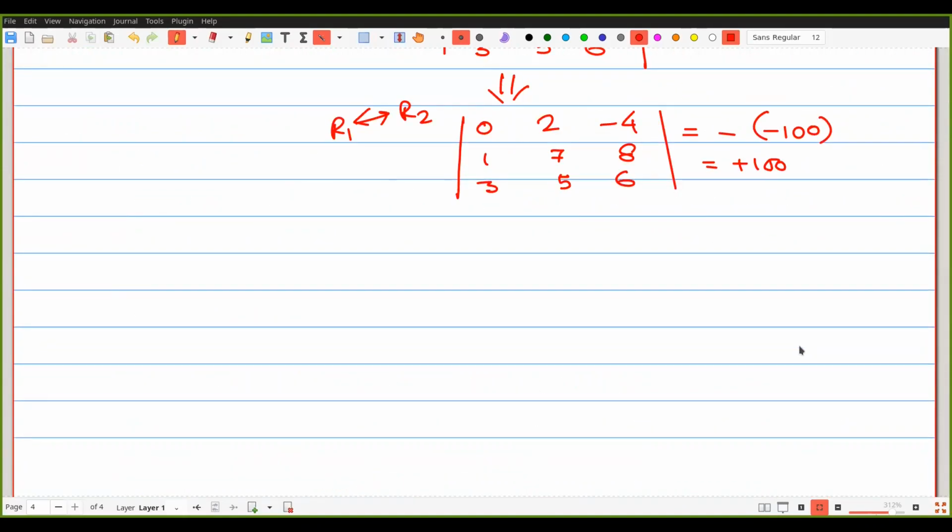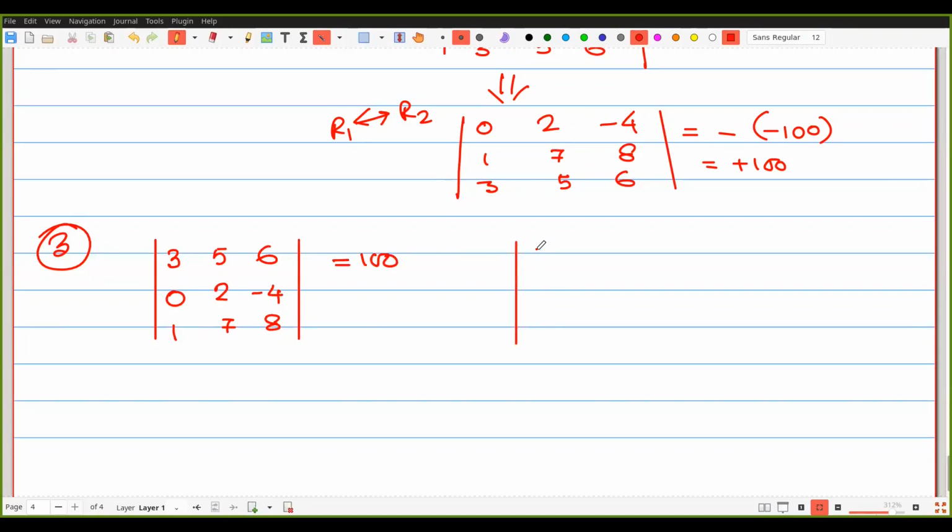Another thing we can proceed with is the third property. Suppose we have the same determinant 3, 5, 6, 0, 2, minus 4, 1, 7, 8. The value is 100. What is the value of that one?